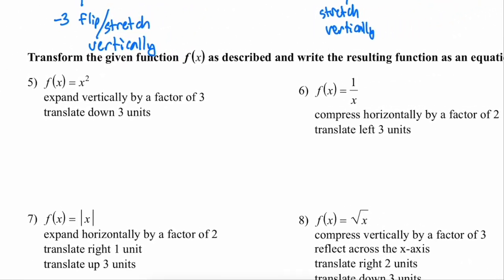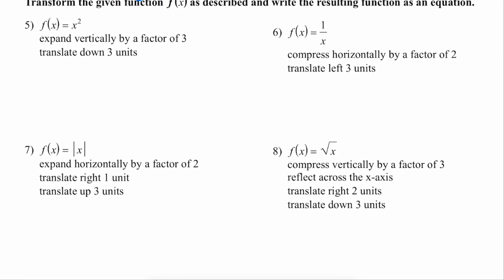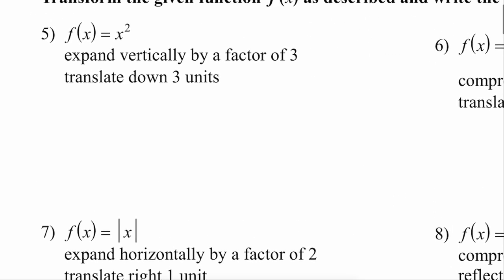Number 5 through 8, we want to take the given function and we want to transform it using the words they've told us. So we want to expand it or stretch it vertically by a factor of 3. So we need a 3 out front of our function. And then we want to move it down 3. So we have to subtract 3 on the outside of our function. So both those things were happening vertically. That's why both of them are on the outside of the function.